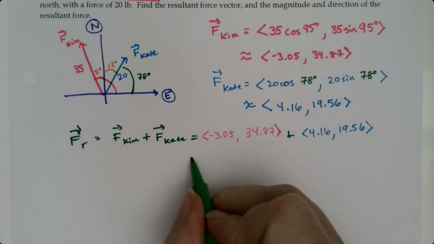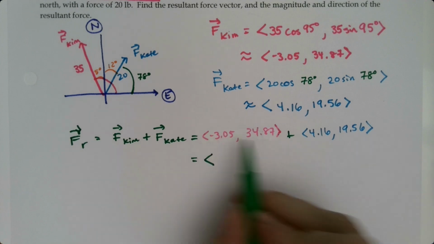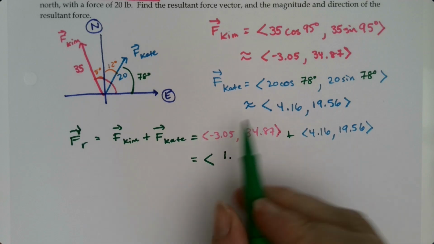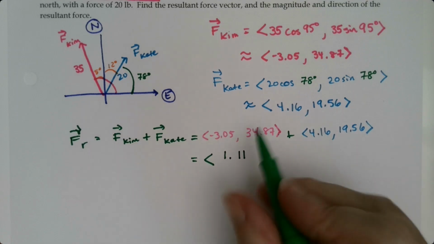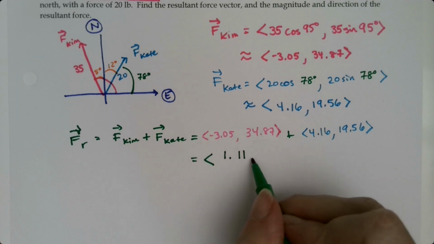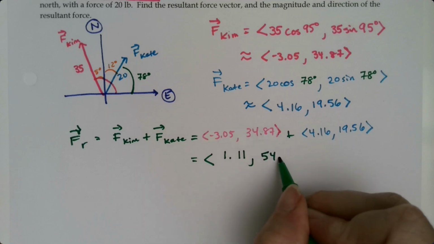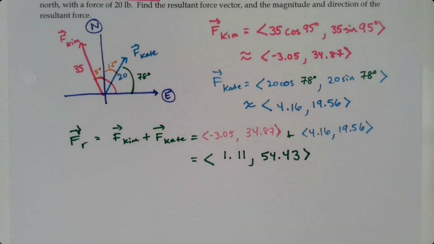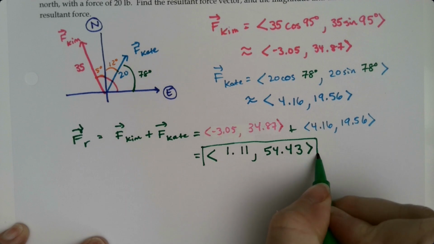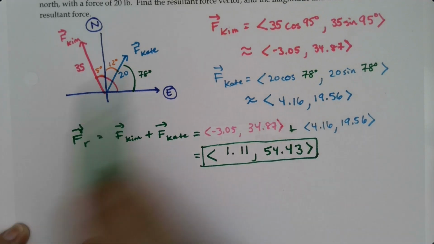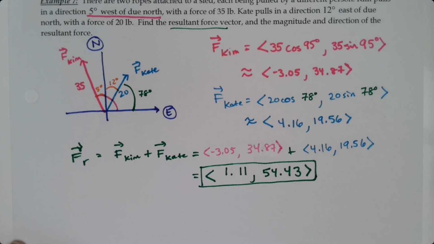All right, so now we're going to add those up. So this would be 1.11. I just did that in my head. 4.16 take away 3.15. And then we'd add these two together, which would be 54.43. If I'm not mistaken, I'm pretty sure. I mean, I can double check it with Desmos, but I'm pretty sure. Okay, so that's that vector. So we wanted that force vector, and we have it. There's the resultant force vector. Done, right? Now we have to find the magnitude and direction of the resultant force.